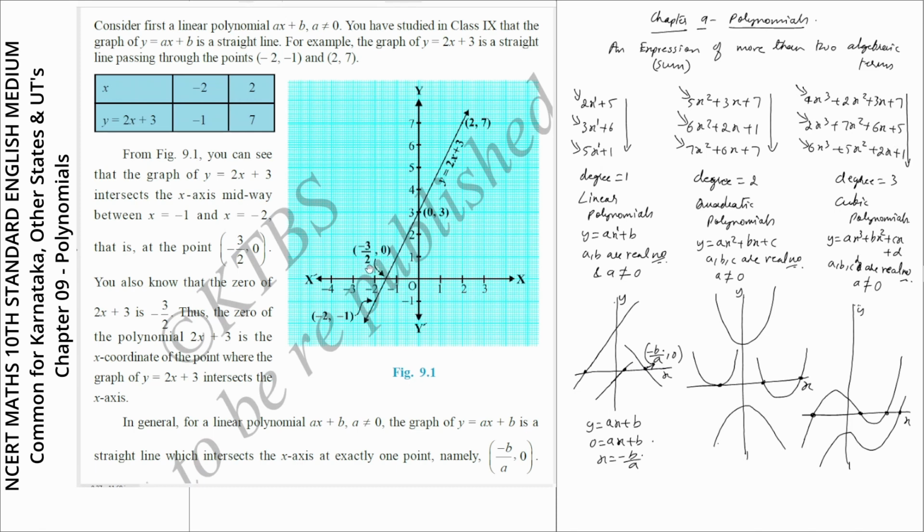So what is minus 3 by 2? It is nothing but the constant term divided by the coefficient of x, so minus b by a. In y is equal to 2x plus 3, a is 2 and b is 3. So minus b by a is minus 3 by 2. This polynomial is cutting the x-axis at minus 3 by 2 comma 0. So at only one point this line is intersecting the x-axis. Therefore we say the number of zeros of this linear polynomial is 1.